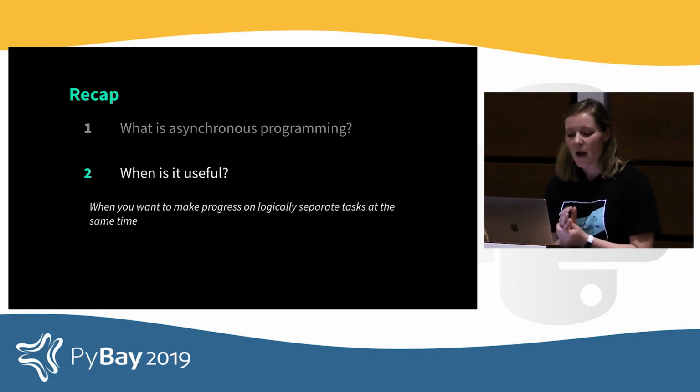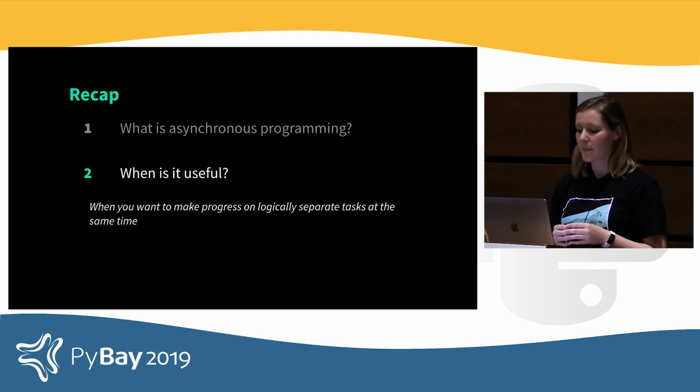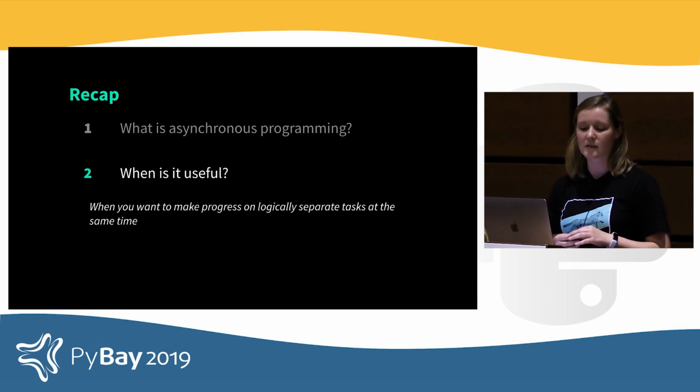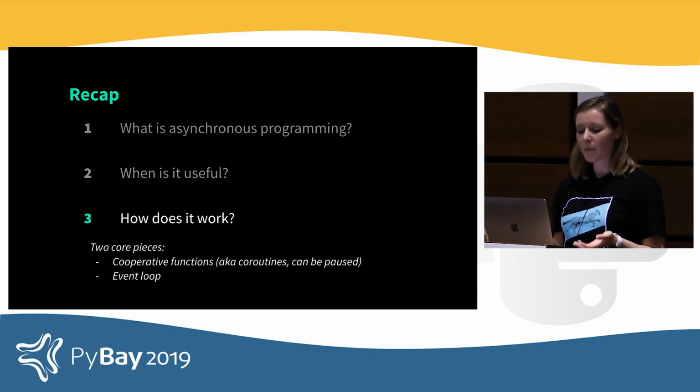When is it useful? When you have logically separate tasks that you want to make progress on at the same time. It's especially useful when your tasks have downtime, like I/O operations or network requests, where your program is just waiting for that to complete before continuing. In this case, you can make progress on other tasks while you wait. And single-threaded cooperative concurrency works with just two core components: cooperative functions, also known as coroutines, which are functions that can be paused, and an event loop, which manages what task to run next.